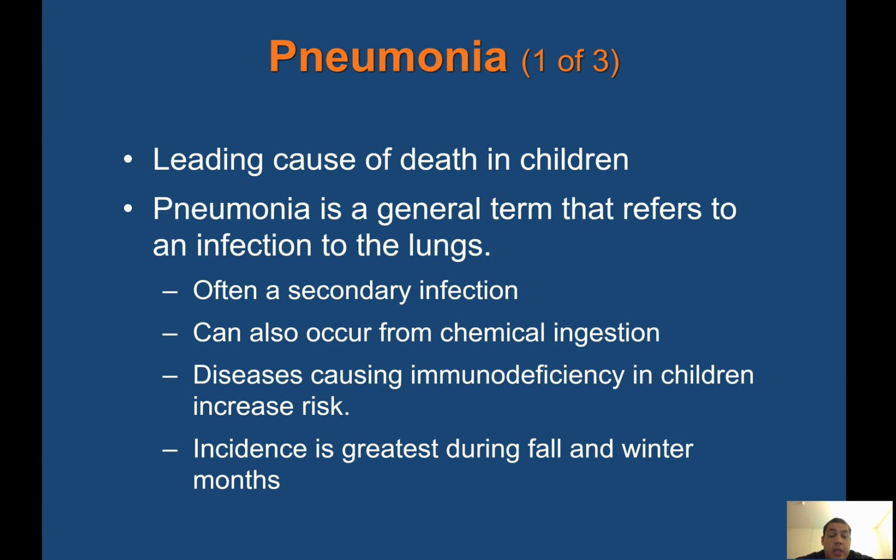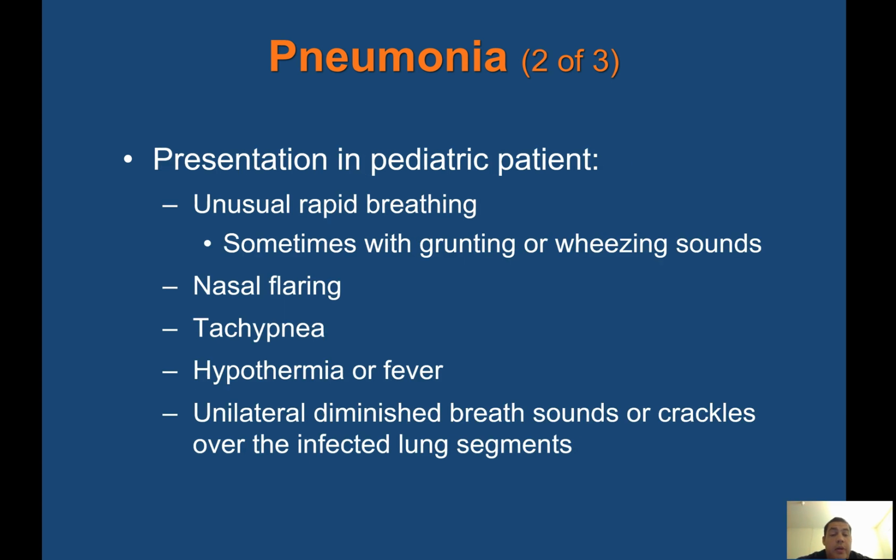So pneumonia is a leading cause of death in children. It's also a big cause of death in geriatrics as well. Pneumonia is a general term that refers to an infection of the lungs, often a secondary infection. It can also occur from chemical ingestion. Diseases causing immunodeficiency in children increase risk. Incidence is greatest during fall and winter months. So when cold season comes around, this is why a lot more people are getting their flu shots to reduce the risk of flu and possible pneumonia.